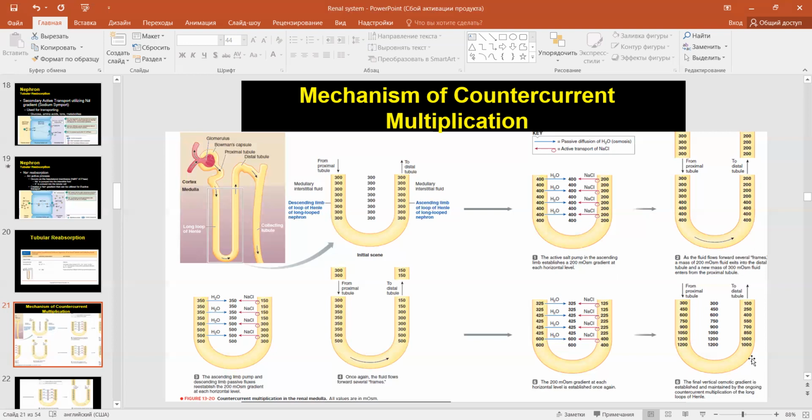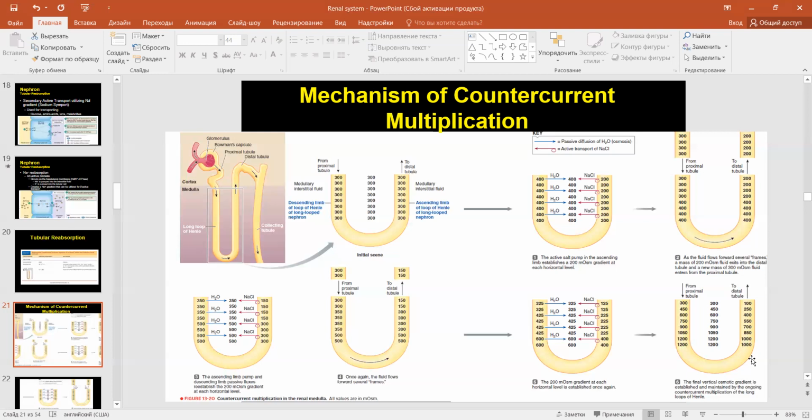Note that although a gradient of only 200 milliosmol exists between the ascending limb and the surrounding fluids at each medullary horizontal level, a larger vertical gradient exists from the top to the bottom of the medulla. Even though the ascending limb pump can generate a gradient of only 200 milliosmol, this effect is multiplied into a large vertical gradient because of the countercurrent flow within the loop. This concentrating mechanism accomplished by the loop of Henle is known as countercurrent multiplication or the countercurrent mechanism.